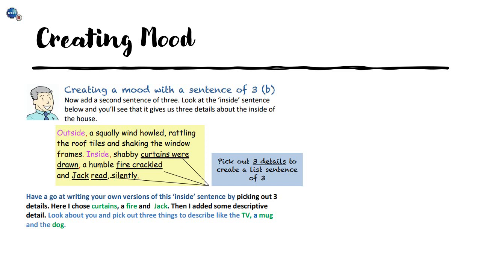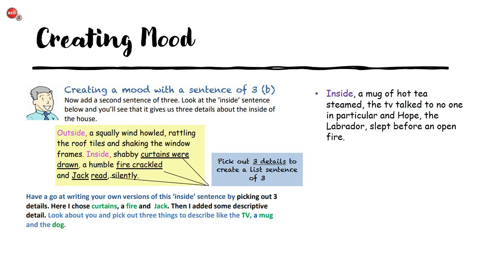So now we're going to have a go writing our own version of the inside by picking out 3 details. So for me, I looked at this. Inside, a mug of hot tea steamed. The TV talked to no one in particular, and Hope, the Labrador, slept before an open fire. So the idea of a mug of hot tea steamed, it's very active, it's warm. The TV talked to no one in particular. The TV's on, but people are so relaxed they're not overly listening. And the Labrador just sleeping before an open fire just creates that sense of calmness.